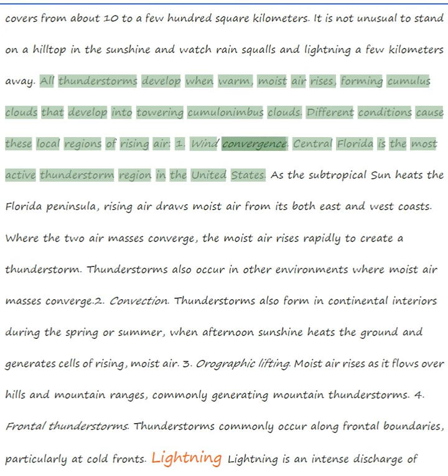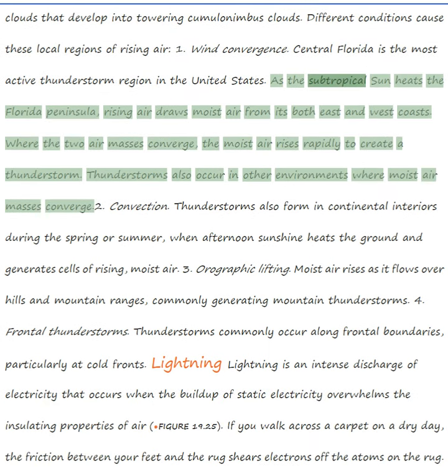1. Wind convergence. Central Florida is the most active thunderstorm region in the United States. As the subtropical sun heats the Florida peninsula, rising air draws moist air from both its east and west coasts. Where the two air masses converge, the moist air rises rapidly to create a thunderstorm.